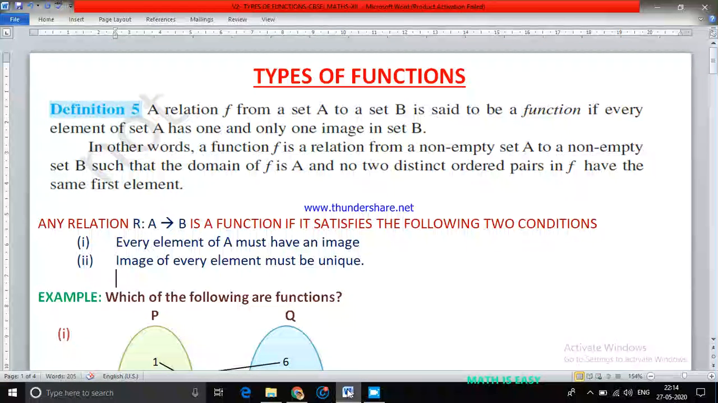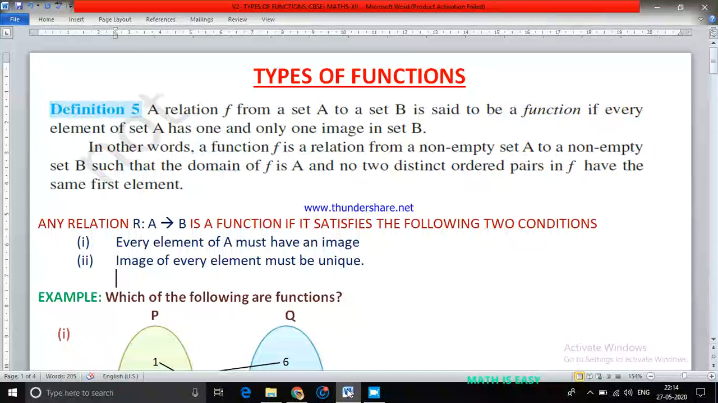As we are discussing the relations and functions chapter, last class we discussed the equivalence relation. To be an equivalence relation, it has to be reflexive, symmetric and transitive. Now in today's class, we are going to discuss the types of functions.